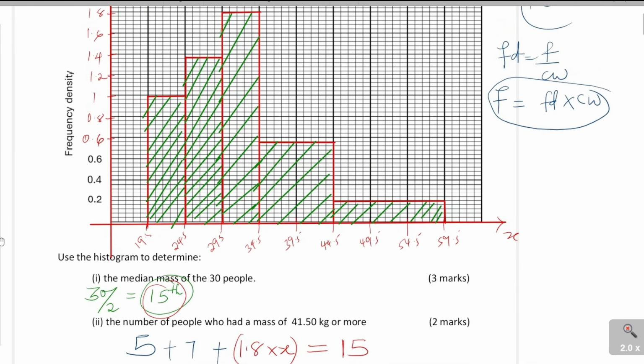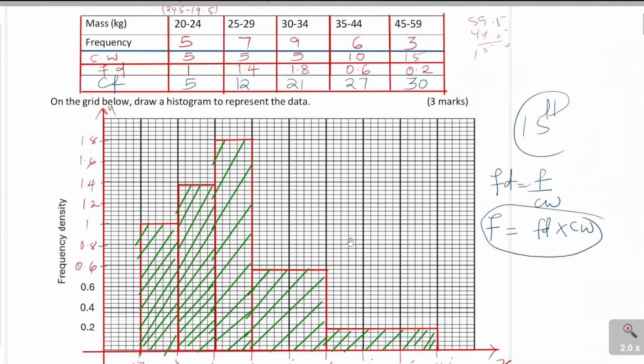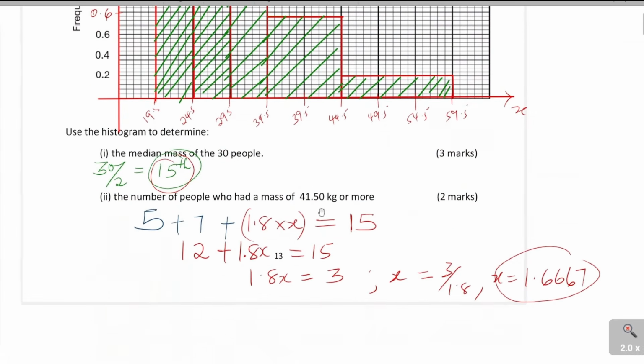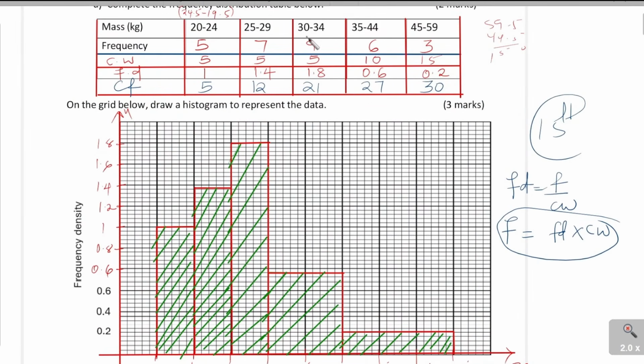So from this particular point here, from 29.5, this is the lowest boundary of that class where we shall have the median. So from 29.5, the class width that we need to add in order to go up to where we have the median, where you're going to draw that line, is 1.6667. So now the median will be given by 29.5 plus 1.6667, because we said the median will be located here.